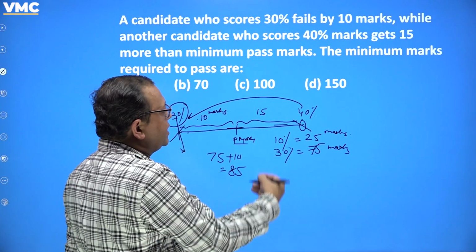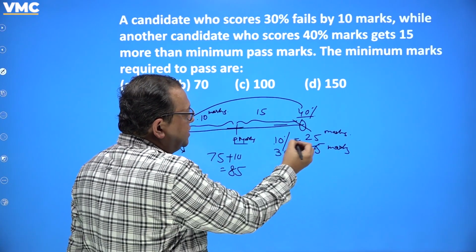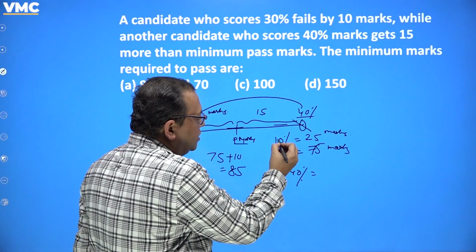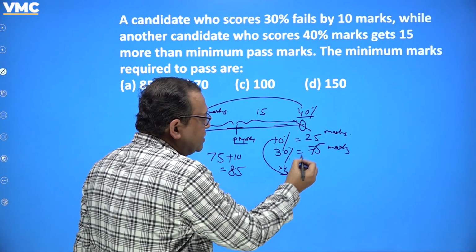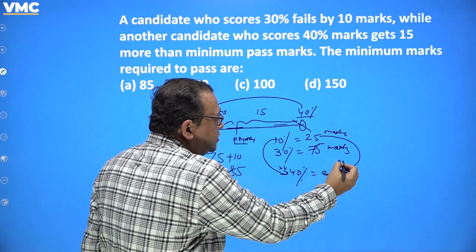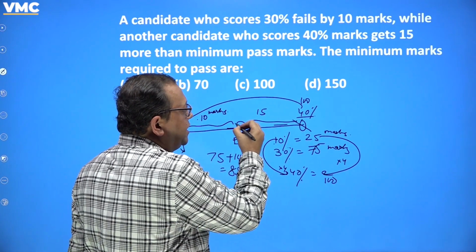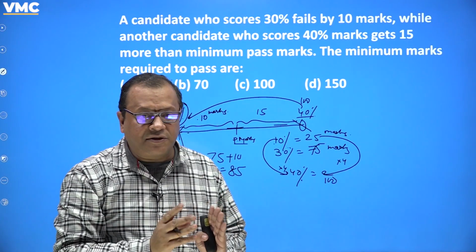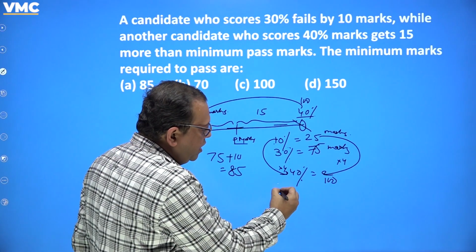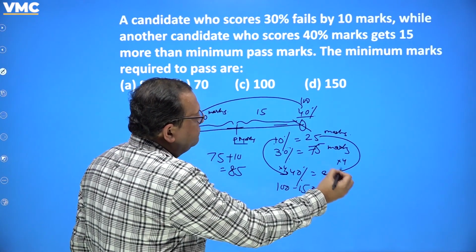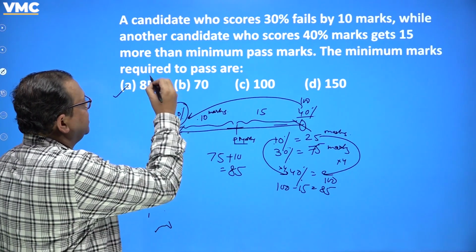Either way, we can do this here as well. If 10% is 25, what is the value of 40%? 40% is how much? This is multiplied by 4, so this also has to be multiplied by 4. So it is 25 times 4, which is 100 marks. So this guy gets 100 marks and he gets 15 marks more than the pass marks. So what is the pass marks again? 100 minus 15, which is equal to 85 marks. So the pass marks is 85 marks.